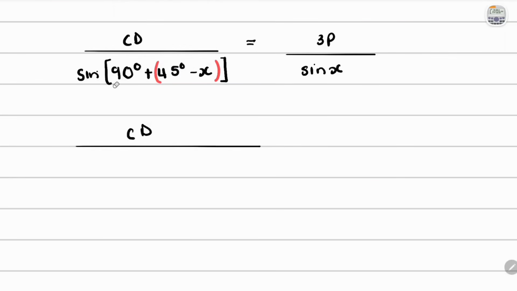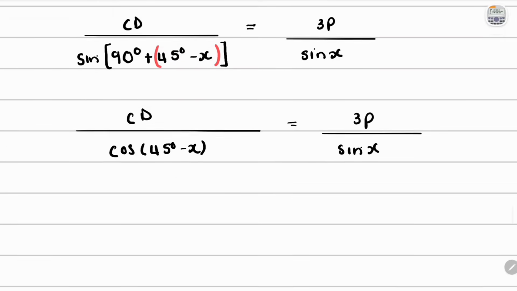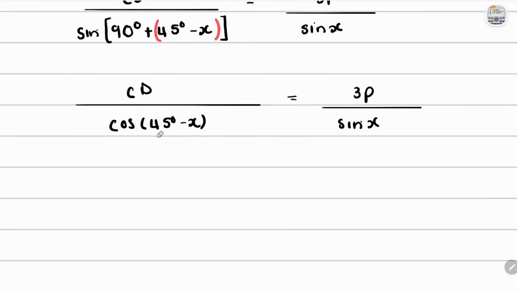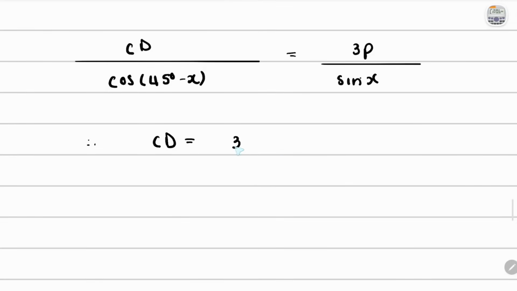So we have CD over, and that becomes, you see, if you have sine of 90 degrees plus an angle, the identity would be cos of that same angle. So this would become cos of 45 degrees minus x. Okay, and then at this point, we can focus on getting CD on its own. So we still have sine x here. And to get CD on its own, you can transpose cos 45 degrees minus x. In other words, multiply both sides by cos 45 degrees minus x. So CD is equal to 3p, and that got multiplied, so it moves here to the numerator, and it is cos 45 degrees minus x all over sine x.